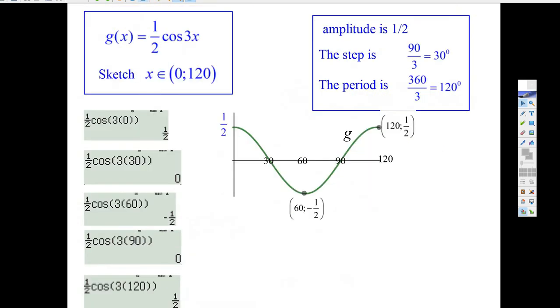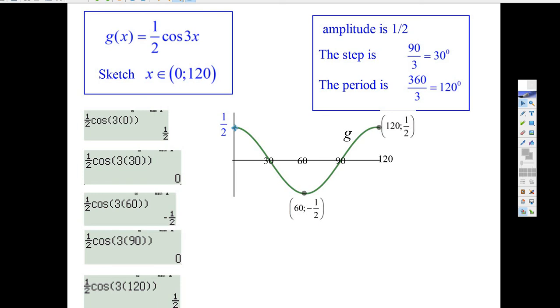And let's just take a look. What have we got here? What if I have this, 1/2 cos 3x? So how would I do it? Well, the amplitude is the number. That's how tall it is. It goes up to 1/2. It goes down to minus 1/2. The step, it's normally 90 degrees. Divide by 3. Every 30 degrees, something should happen. So 0, 30, 60, 90, 120. We're supposed to sketch this between 0 and 120. What's the period? 360 divided by 3. That's 120 degrees to go through a complete wave.